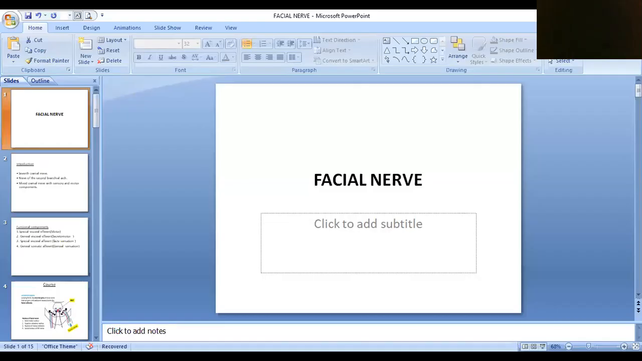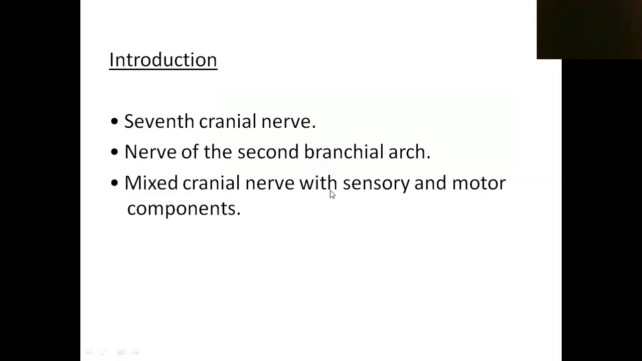Dear students, today we are going to discuss the facial nerve. We'll see the details of the facial nerve. The facial nerve is the seventh cranial nerve. I told you about the cranial nerves: cranial nerves are the nerves arising from the brain. This one is the seventh one. So, the seventh cranial nerve is the nerve of the second pharyngeal arch.